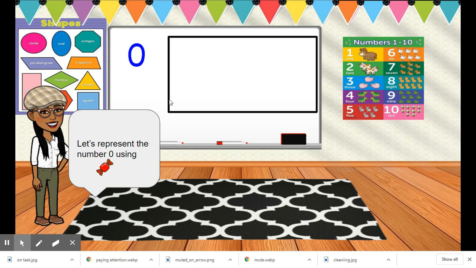Ooh, let's represent the number 0, and this one might be tricky. So I represent the number 0. What does 0 mean? If you said nothing, you are correct. So if I say, okay, let's represent 0, and I put one piece of candy there, is that correct? No, because 0 means nothing. So I'm going to take that away.